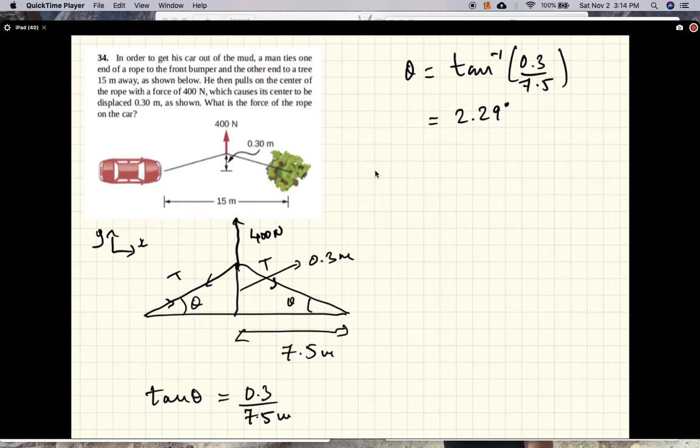Okay, and so their y component should be equal to 0. So the y component of that is in that direction, and so this angle is 90 minus this, so this angle is 87.71 degrees.